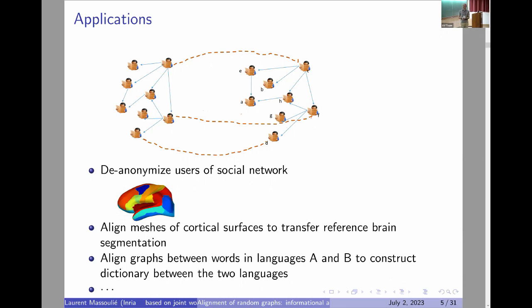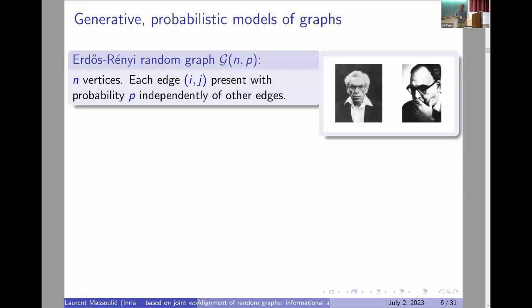So we feel justified to study the problem in the abstract, and we will study the problem in a very stylized framework where we will assume that the two graphs that we are trying to align come from a generative probabilistic model. And the probabilistic model we will be considering is an augmentation or a variation of the most famous model there is of a random graph, which is the celebrated Erdős-Rényi random graph model.